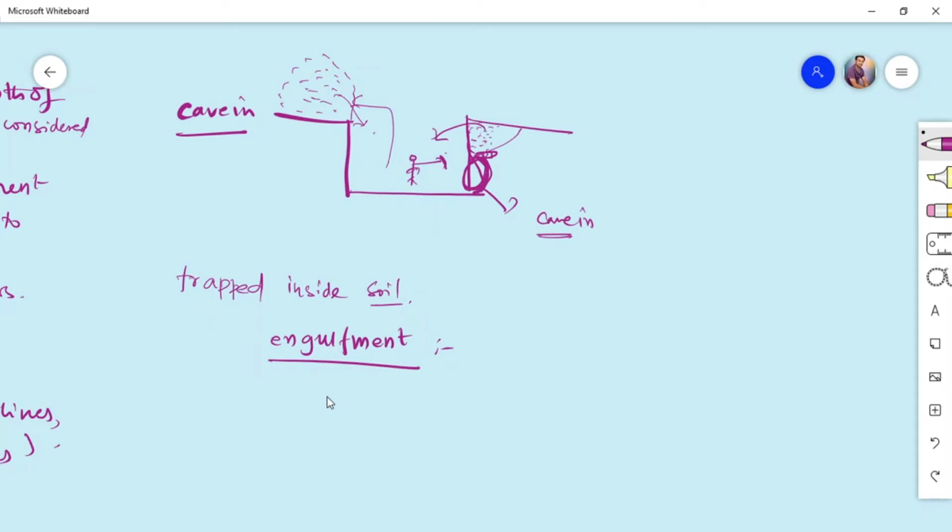And next one, see, whenever we are doing excavation, why does the excavation collapse? Because the excavation will collapse because of the type of soil. Okay, how many types of soils do we have? Okay, what are those?